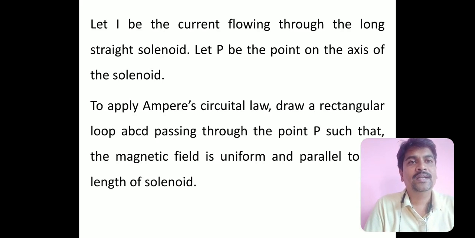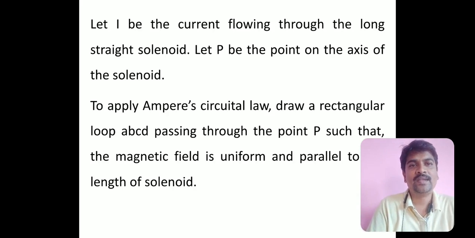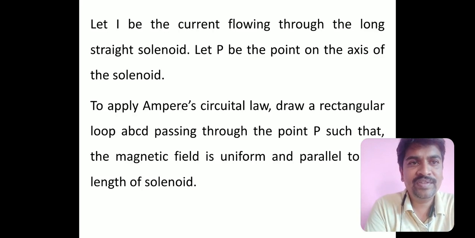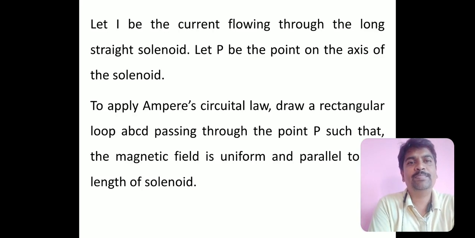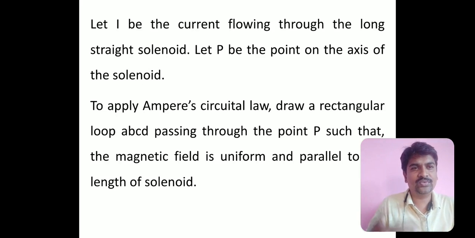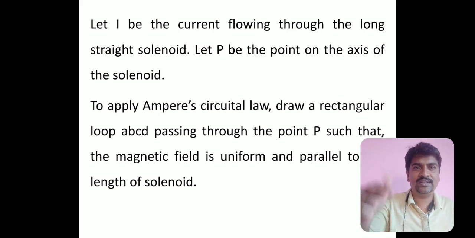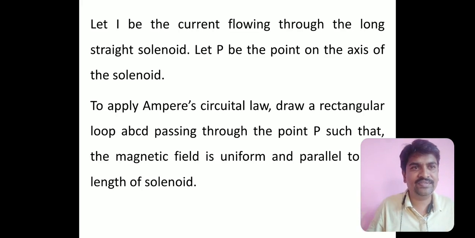Now I have to apply the Ampere circuit law, and I have drawn the rectangular loop ABCD which is passing through the point P. The magnetic field is uniform, as I know, and is parallel to the length of the solenoid. These are the two things which I know already. The magnetic field is uniform inside the solenoid, and it is parallel to the axis of the solenoid. Of course, it is parallel to the length of the solenoid as well.